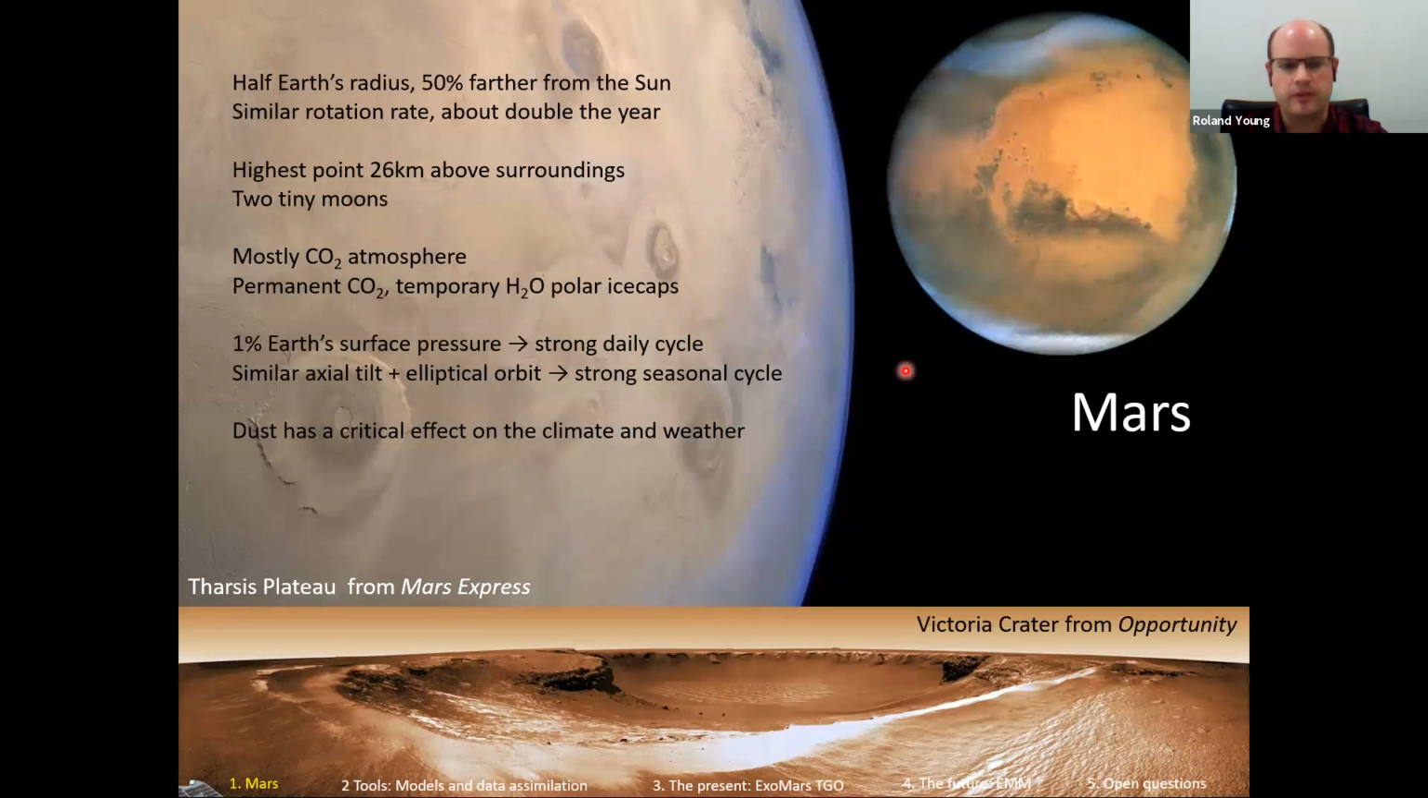Dust is lifted from the surface and it interacts with light going in and going out, both visible light and infrared. And this has a critical effect on the climate and the weather. And I will talk later on about global dust storms, which occur periodically, and what we've been studying in relation to that.